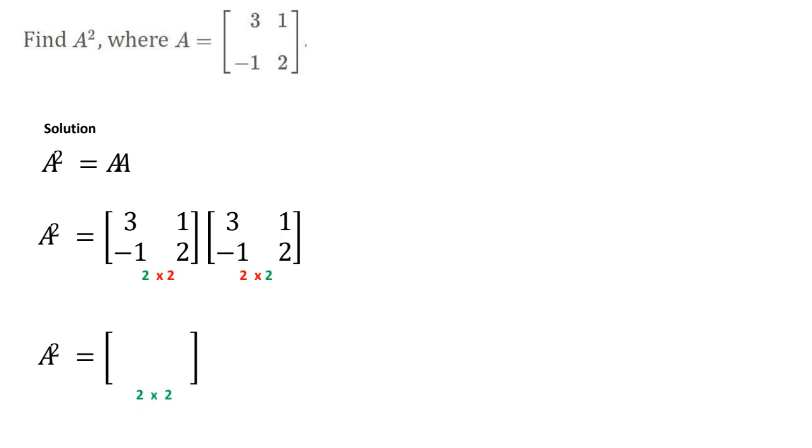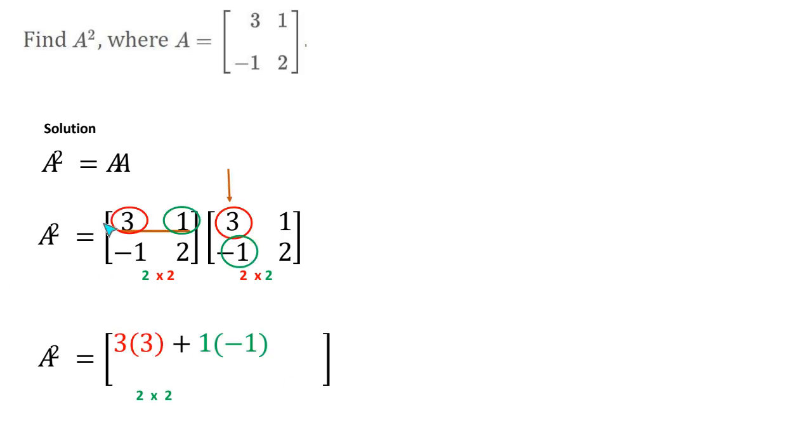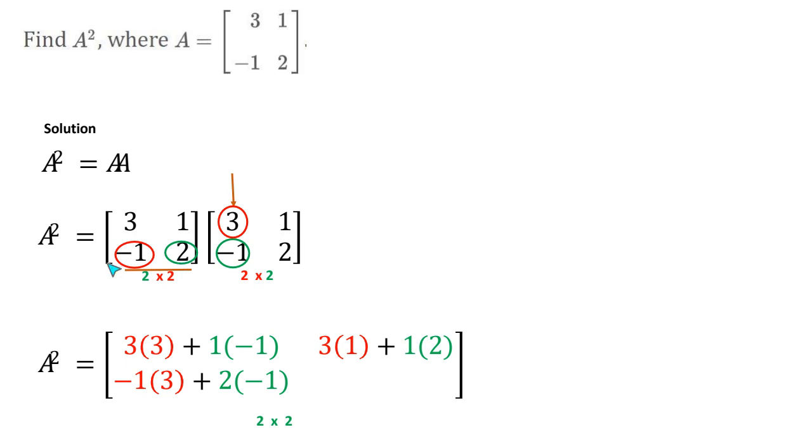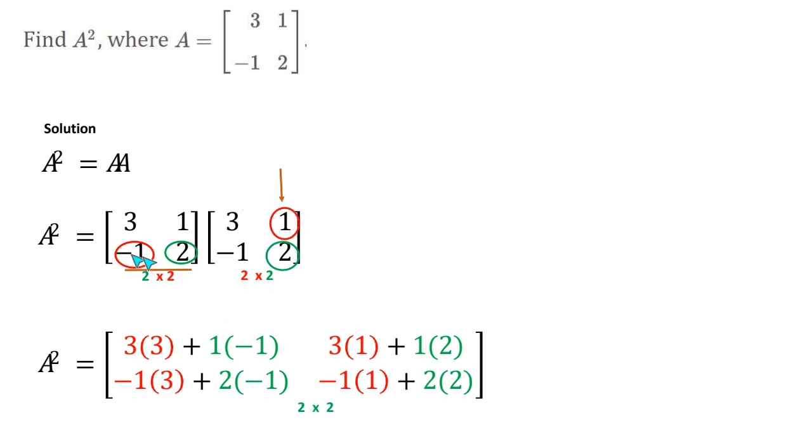So we're going to take the first row. Let me go ahead and click next. So here's my first row with our first column. We're going to do 3 times 3 plus 1 times negative 1, and that's going to give us our first number for the first position. And then we go to the second column, so we have 3 times 1 and 1 times 2. That would be our second number. There's no more columns, so we go to the next row. Now we have negative 1 times 3 and 2 times negative 1. And we go to the last column, negative 1 times 1 and 2 times 2.